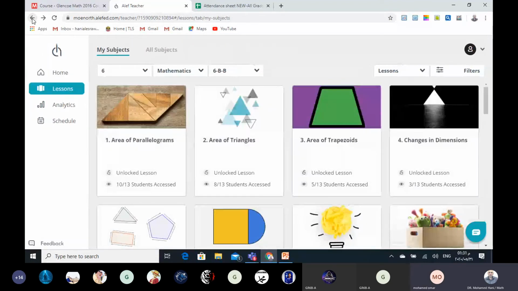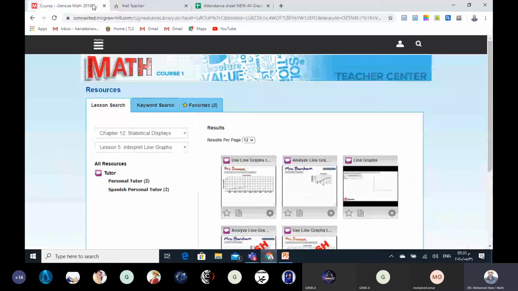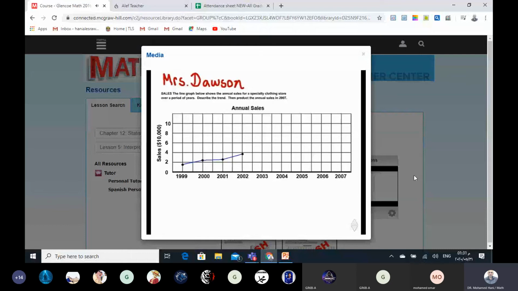This is Mrs. Dawson. Interpret line graphs. Sales. The line graph below shows the annual sales for a specialty clothing store over a period of years. Describe the trend. Then predict the annual sales in 2007. Let's begin by looking at the data. From 1999 to 2000, there was an increase. 2000 to 2001, still an increase, although a little bit smaller. And from 2001 to 2002, an overall increase. So the increase has been fairly steady.